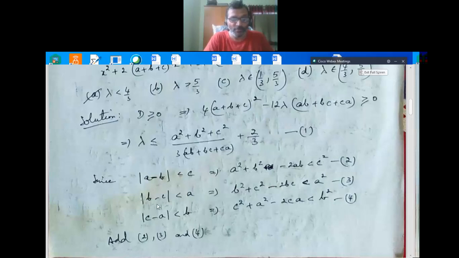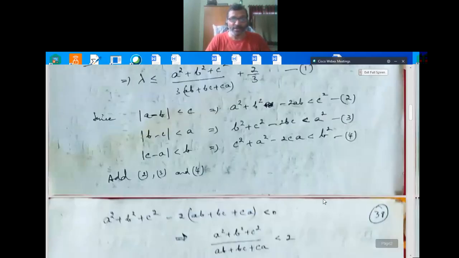Similarly, |B − C| < A. Squaring both sides, B² + C² − 2BC < A², equation 3. Similarly, |C − A| < B. Squaring both sides, C² + A² − 2CA < B². Take it as 4. Now I'll add 2, 3 and 4.